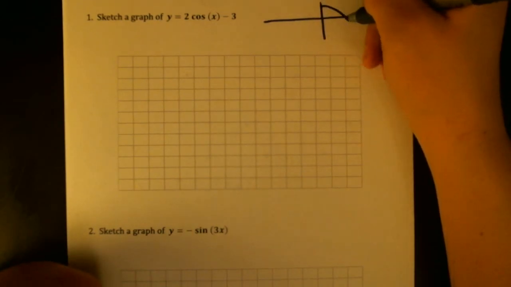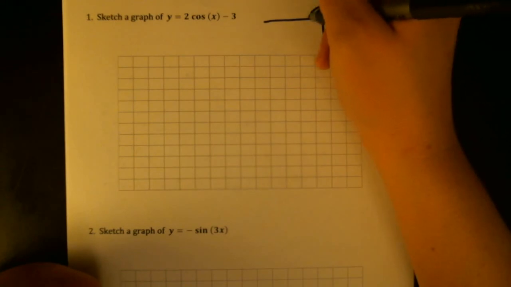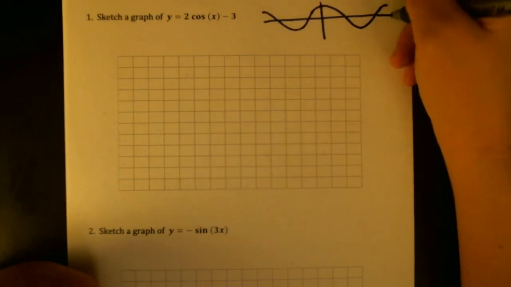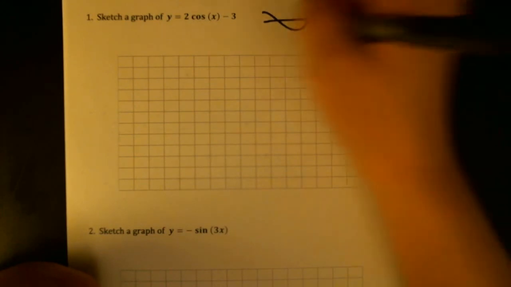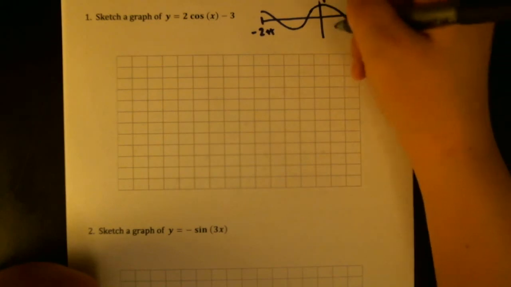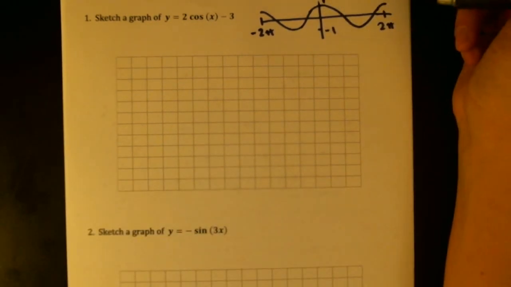Cosine, remember this is your first task, is to make sure you have these memorized. So cosine starts at (0, 1), and then has a period of 2 pi, and the maximums are at 1 and the minimums are -1. Okay, so this is the graph I'm starting with.